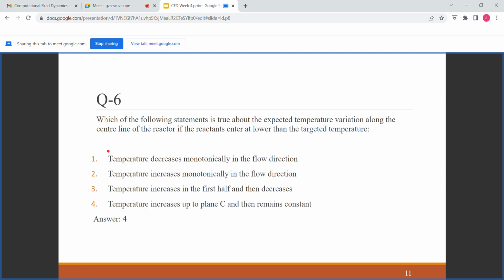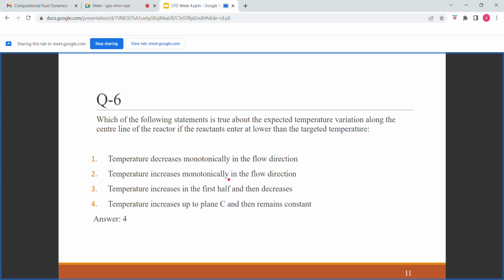So what were the options that were available? Temperature decreases monotonically in the flow direction, temperature increases monotonically in the flow direction. It does not completely increase or decrease in the flow direction; rather, it increases up to a certain point, after which it remains constant. And temperature increases in the first half and then decreases.